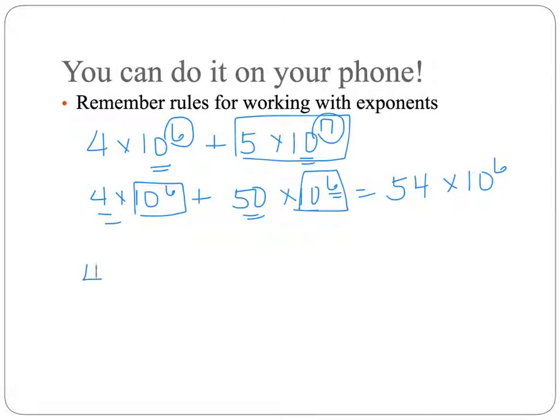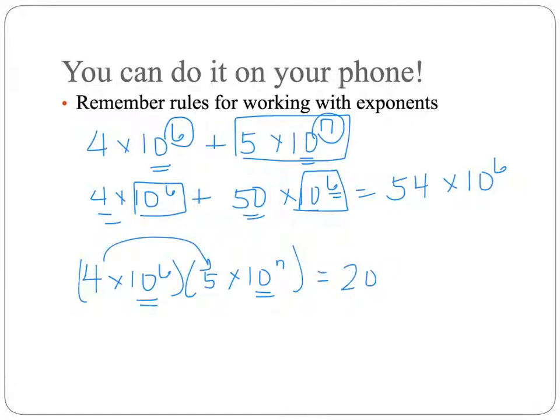If you're multiplying, so if we're going to multiply 4 times 10 to the 6th power times 5 times 10 to the 7th, here again all we need to worry about is the bases, and with scientific notation they're both base 10, so they're the same. So we can multiply our two numbers out front to give us 20, bring the 10 over, and now when you're multiplying with exponents, if the bases are the same, you add your exponents. So 6 plus 7 is 13, or if this was division, you would subtract your exponents. So you can do a lot of these calculations for chemistry class with the simple calculators found on a phone. You don't need a scientific calculator to work with scientific notation.